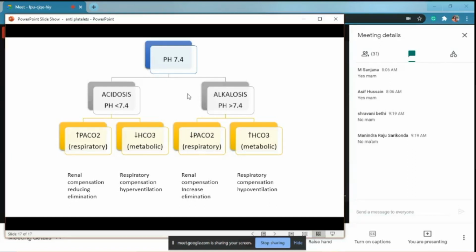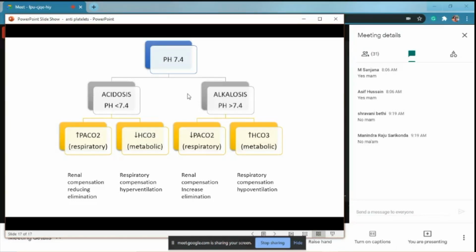Similarly, vice versa, if there is a respiratory alkalosis, the renal tries to increase the elimination, and it leads to an acidosis situation. And if it is metabolic alkalosis, the respiratory system tries to compensate by hypoventilation, thereby increasing the partial pressure of CO2, which leads to an acidosis situation. Okay, so I hope it's clear for you guys. It's not too complicated. I tried to put it in as easy a way as possible for you guys.